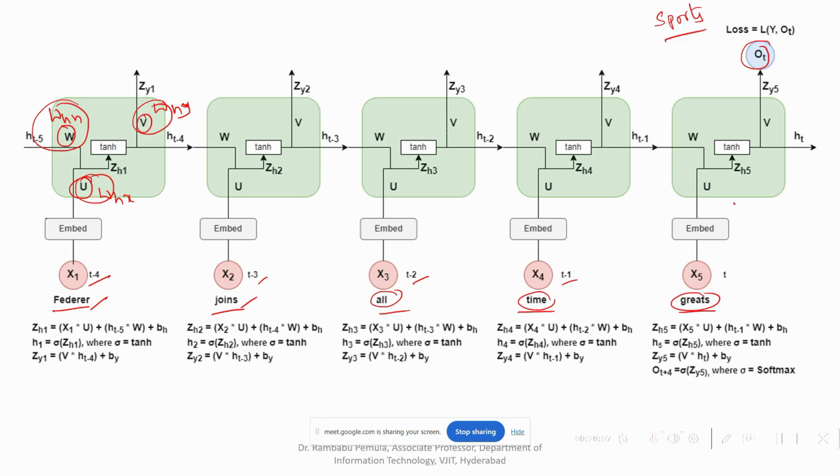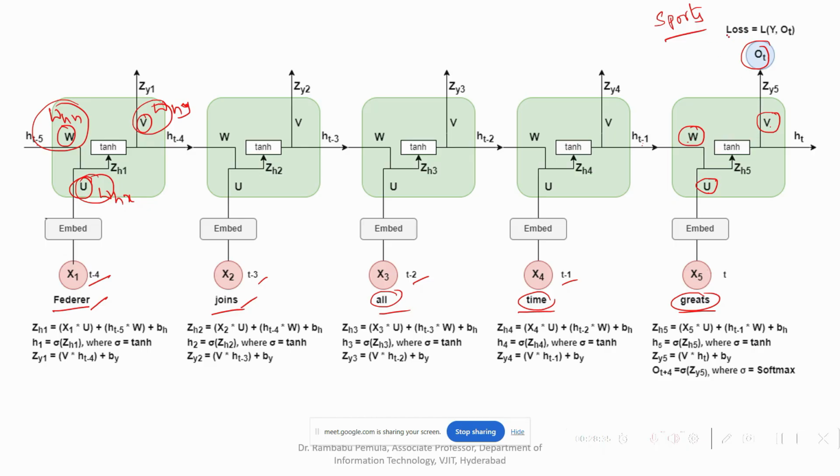Now we have different weights: U is one weight, W is one weight, and V is one weight. V is the weight on the output node, and U is the weight on the present node input value. W is the weight on the previous node's output. So like that we get multiple weights.